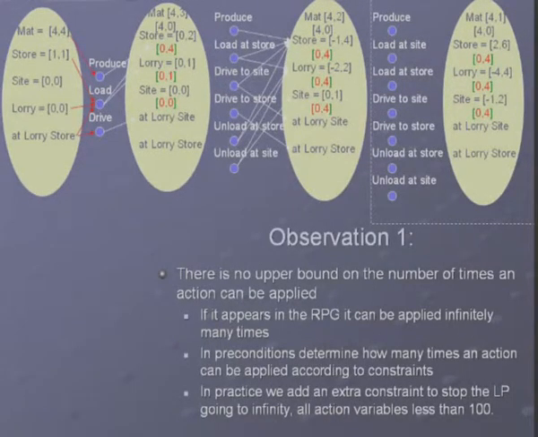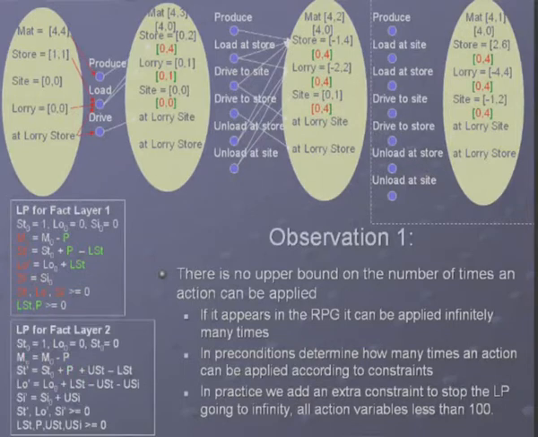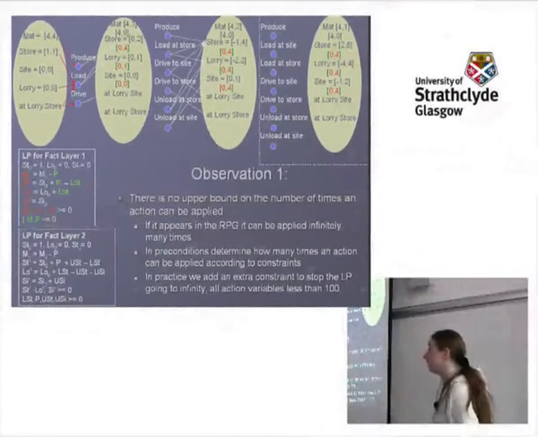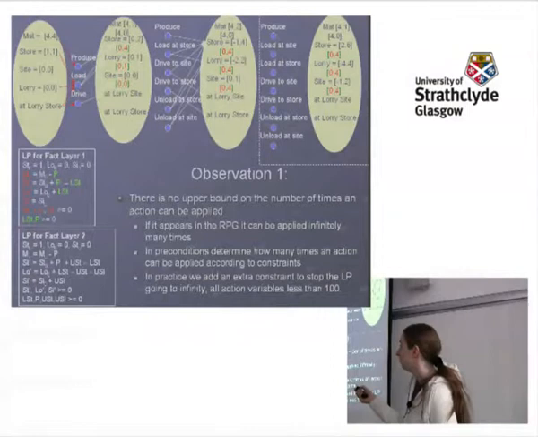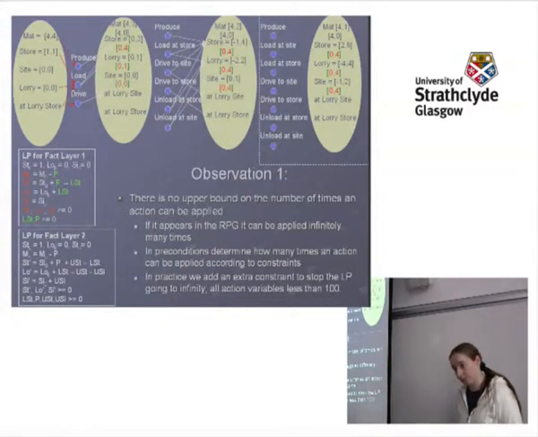So a couple of observations to make on the differences between LPRPG. Well, the first one is that there is actually no upper bound on the number of times an action can be applied. So if it appears in the RPG, we can apply it infinitely many times. Now that's very different to FF. FF says if we've got 4 of material and we use produce, we've now got 3 of material. And we can only apply produce once at each layer. That's a restriction it makes.